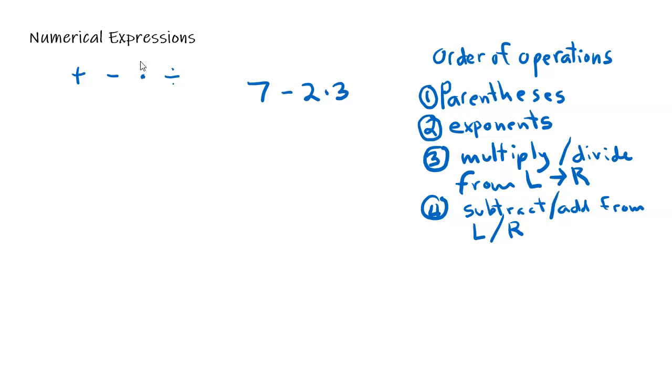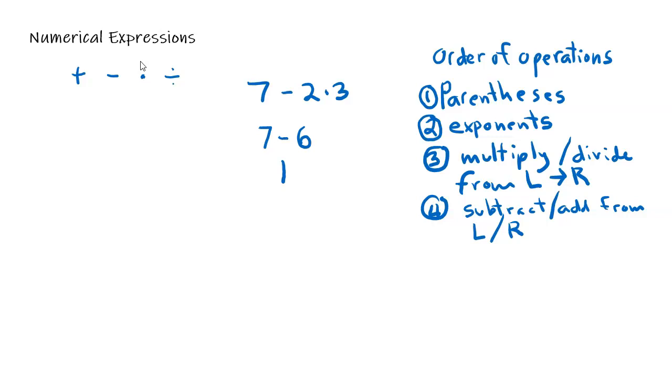So let's go ahead over to this expression right here and multiply 2 and 3. So that equals 7 minus 6. And then it says to subtract or add from left to right. So we have subtraction. So 7 minus 6 is 1. Okay, and that's the answer, 1.